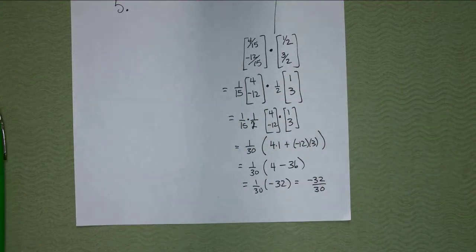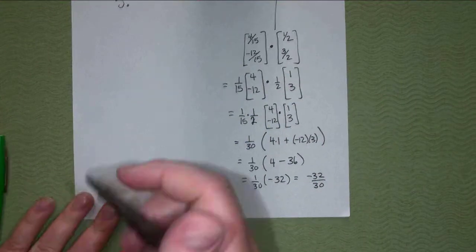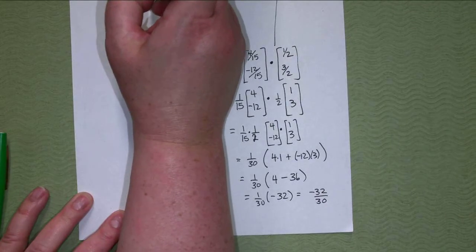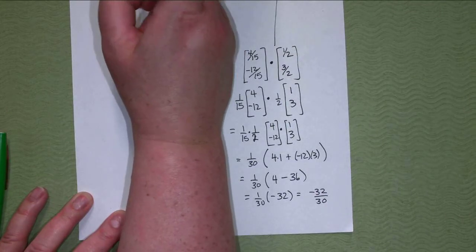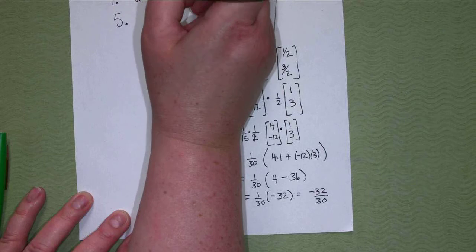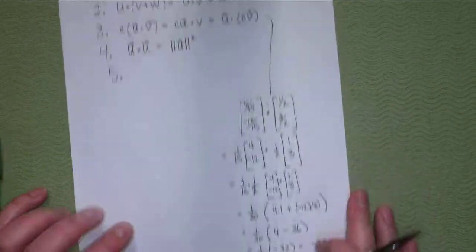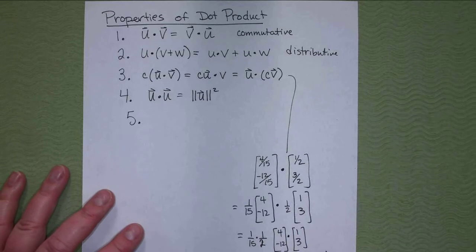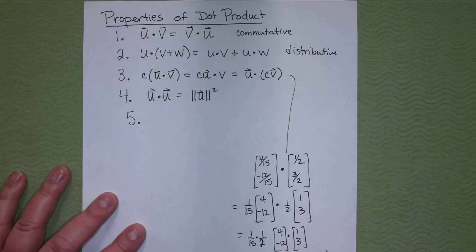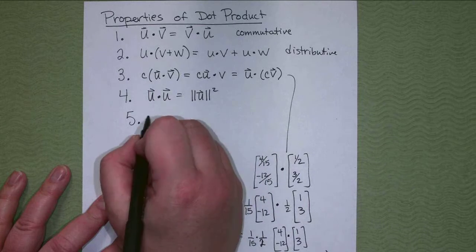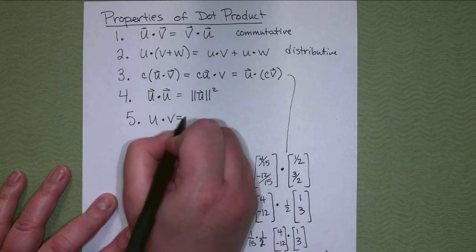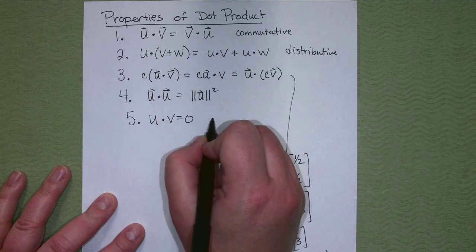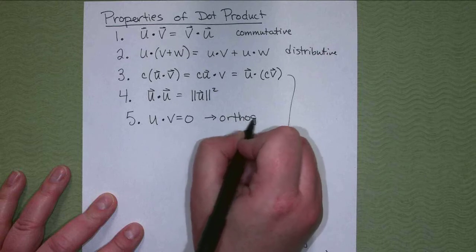The next one I gave already is u dot u is equal to the length of u squared. U dot u is the length of u squared. And the last one, u dot v equals 0, means the vectors are orthogonal or 90 degrees.